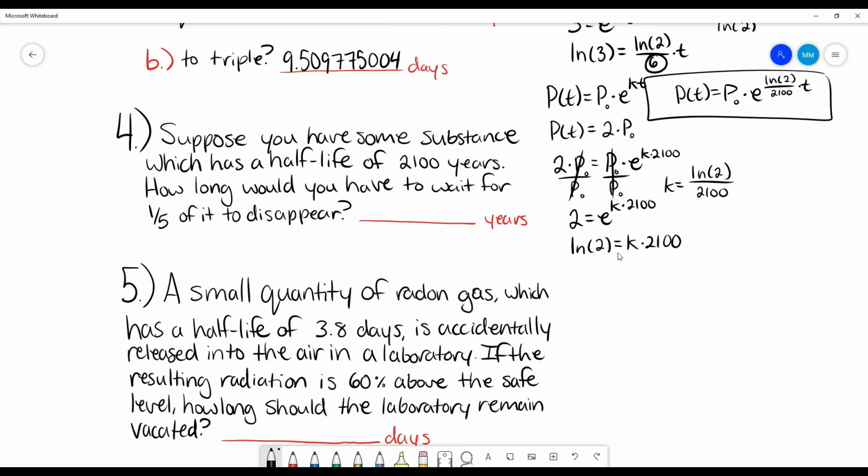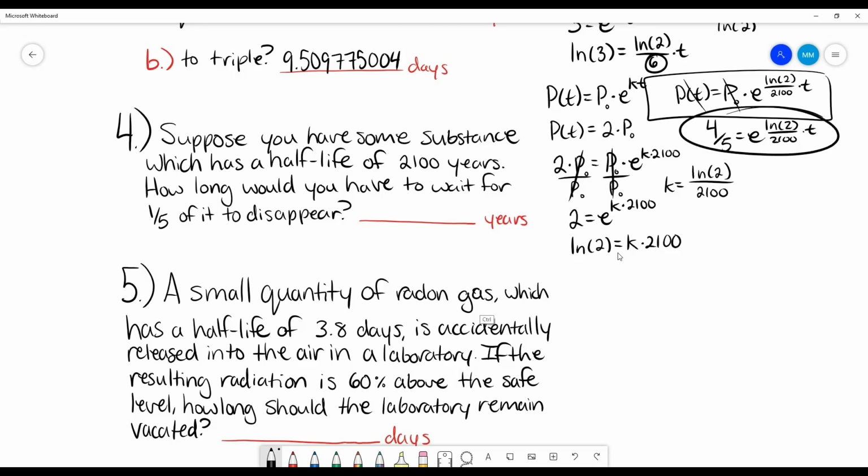And we want to know how long it takes for 1/5 of it to disappear. Remember that P of t is how much of it is remaining. So if 1/5 of it disappears, I know that 4/5 of it will be remaining, which means that the ratio that's going to happen here when I divide this out is going to be 4/5. So divide by that, and I just get 4/5 equals this over here. I hope that makes sense. I know that's really tricky.